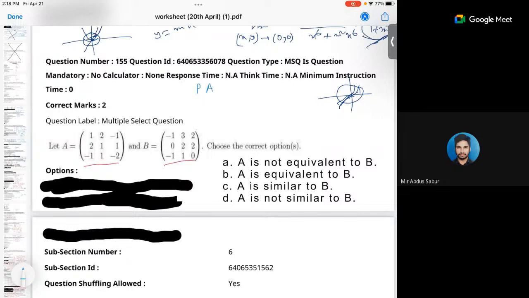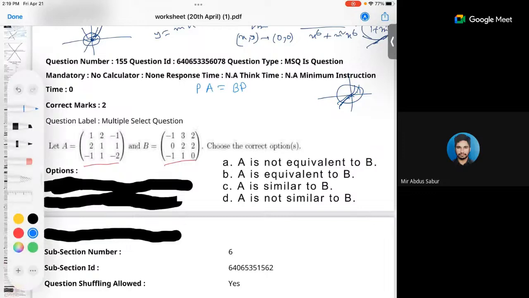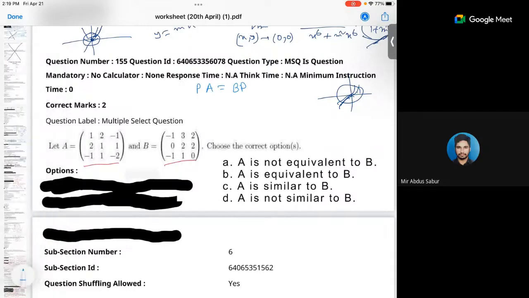PA is equal to BP. AP is equal to PB. So in that case, to check similarity, we can first check equivalence. We can first use row reduction on A and B, right?